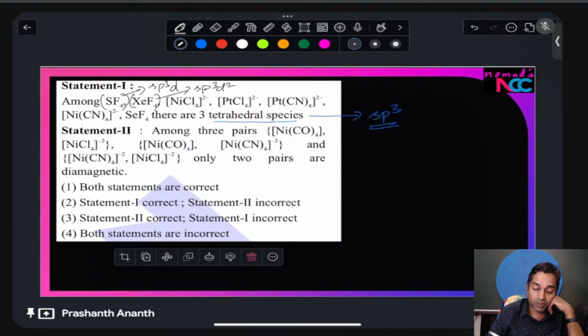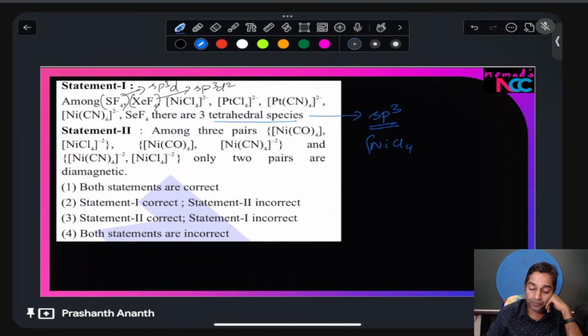Okay, I might as well put it out separately over here. NiCl4 2-. This is going to be sp3. This is going to be a nice tetrahedral complex. PtCl4 2-. Now, one important thing to pay attention to here is this.